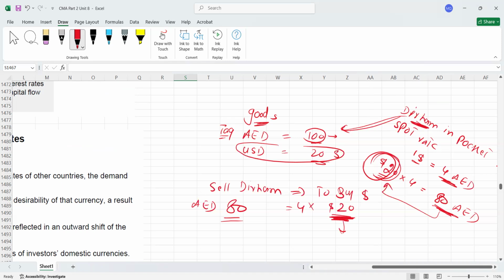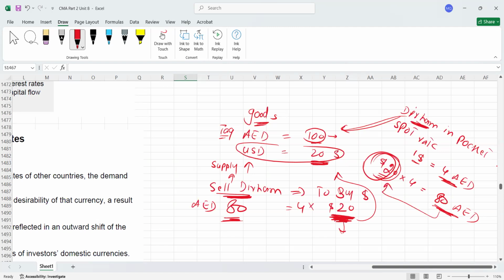It means what will happen? You are selling dirham to buy dollars because you feel the price in dollars is more economical. So now guys, what will happen here? Dirham supply will increase. The reason is, let's assume there are 1,000 customers, everyone will start selling the dirham, right? Because they want to convert the dirham into dollars and then buy this product in dollars. So obviously, once you start selling dirham, dirham supply will increase.